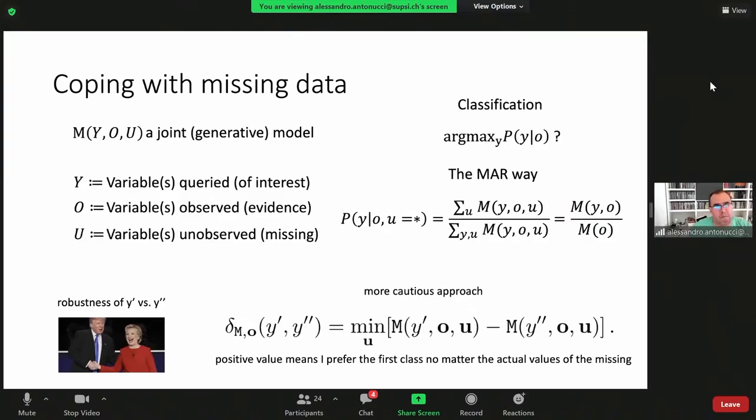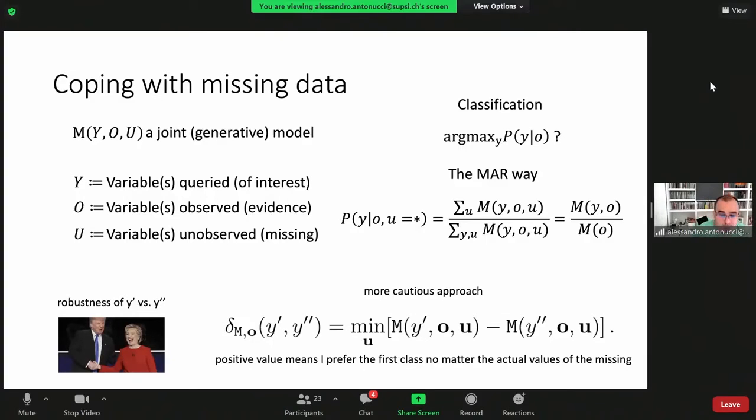I'm not using a P for this because we are coping with circuits, and generally speaking, the circuits define a joint density which should eventually be normalized. So let's say we have M, but if we sum out the unobserved variables U, we can get the conditional probability for Y given O, and the maximum probability will be the output of our classifier. This is, if you want, the MAR way.